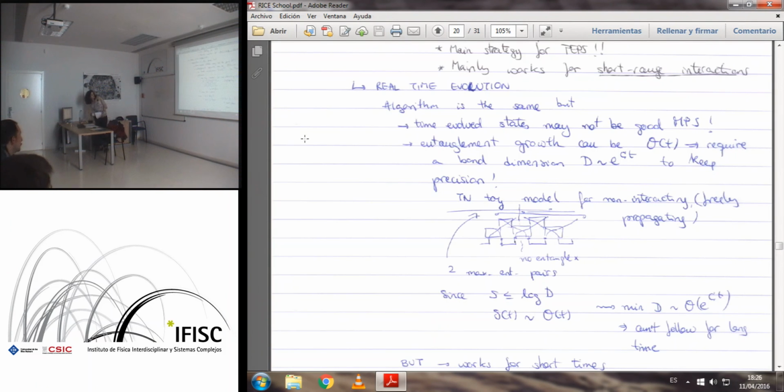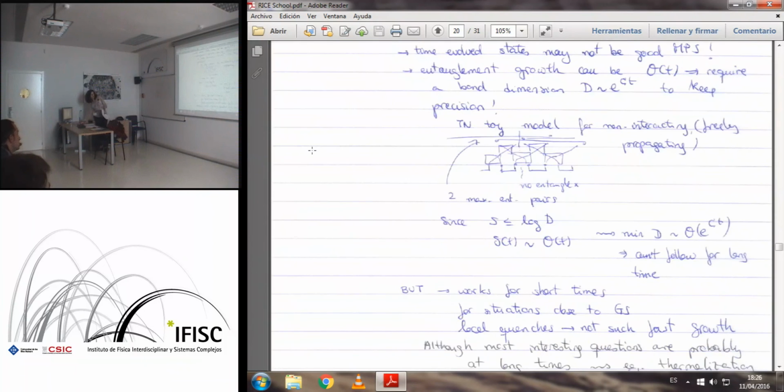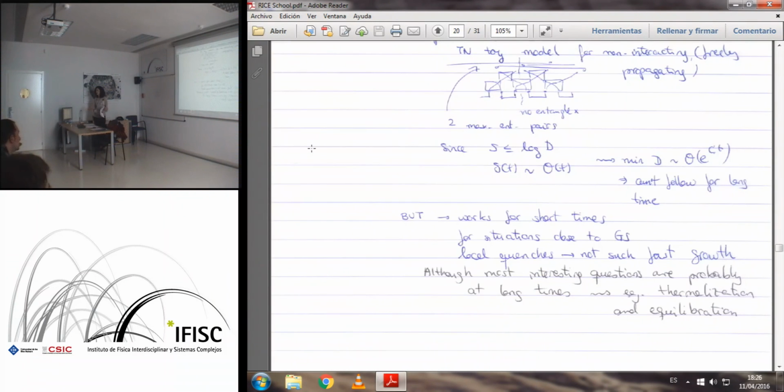So what happens in practice is that you can do the real-time evolution, as I described it, for short times. And for short times, it will work. And you might still get useful physical information of something that happens at short times.